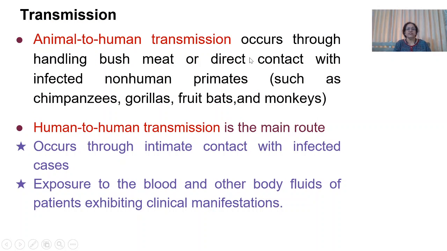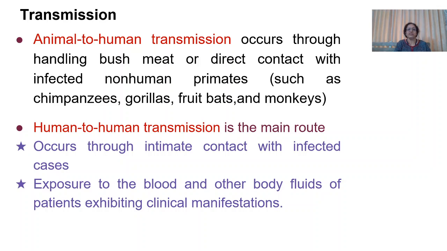Animal to human transmission occurs through handling bushmeat. Bushmeat means meat of wild animals, or through direct contact with infected non-human primates such as chimpanzees, gorillas, fruit bats, as well as monkeys. In Africa, there is a practice of eating bushmeat, that is, meat of all these animals, because of which there is a possibility of transmission of infection from animals to humans.